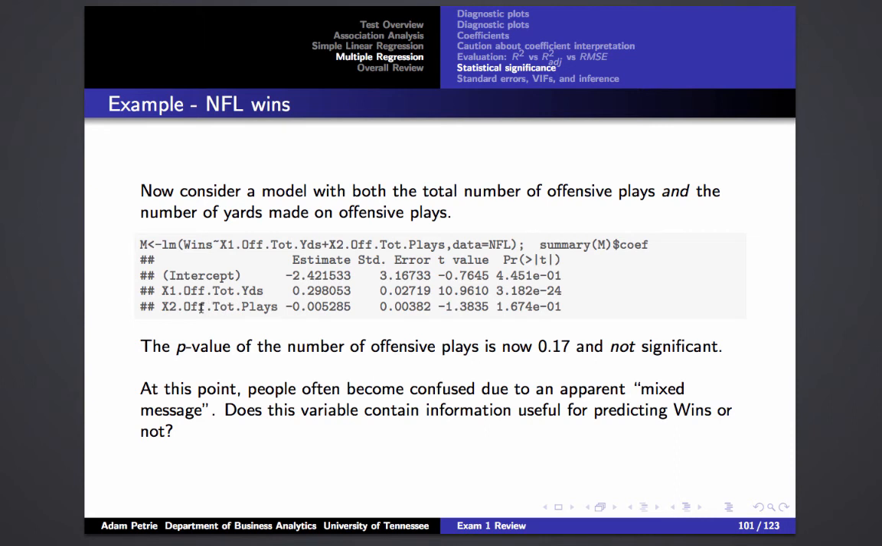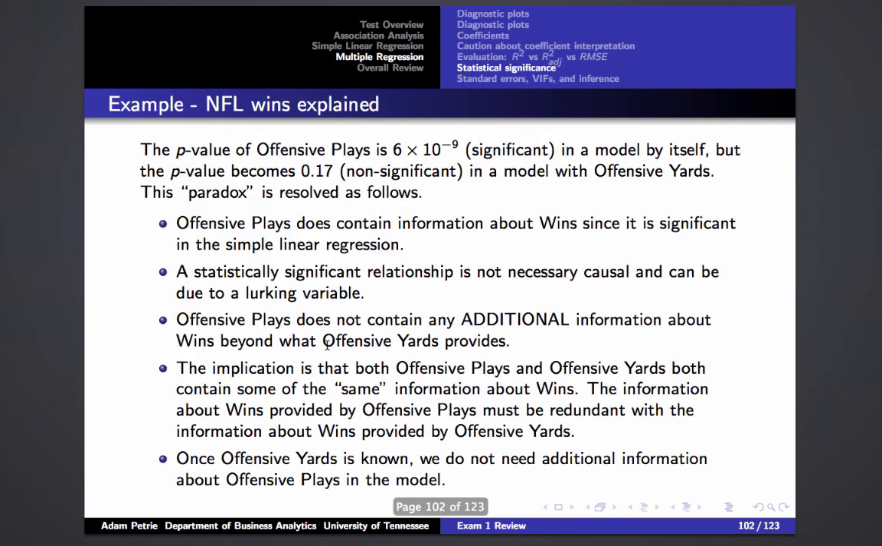What this is saying is that when we add offensive total plays to a model that already contains offensive total yards, the additional reduction is small. It's likely to occur just by random chance. So in other words, whatever information that offensive total plays has about wins is redundant with the information already provided by offensive total yards. The additional information offensive total plays provides above and beyond what the total yards already gives is not significant here. Okay, so there's a much more detailed explanation if you need it.